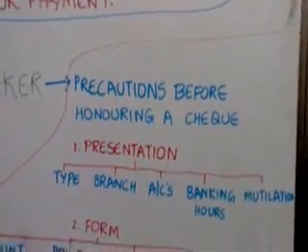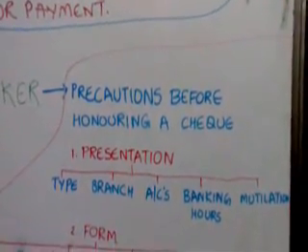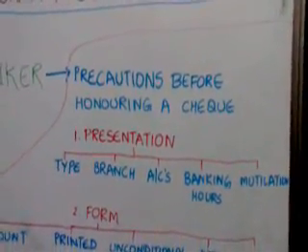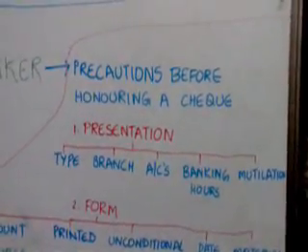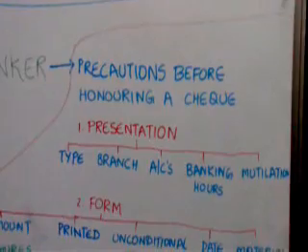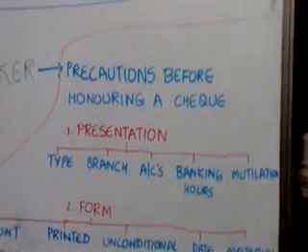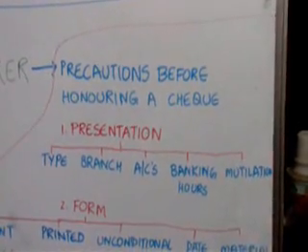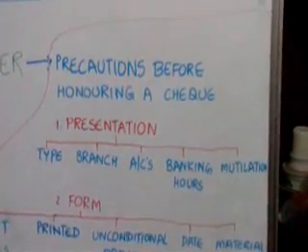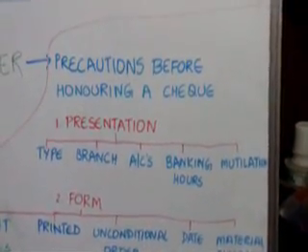Now there are certain precautions that the paying banker has to take before he honors a check. They classify into 1. Presentation. Under that comes type. Now the type of a check might be open, crossed, and so on and so forth. He has to examine the check properly and see if it is open, if he can actually pay it and all. Then comes branch. Now the check has to be paid at a branch of the bank. The accounts, he has to examine what kind of account it is.